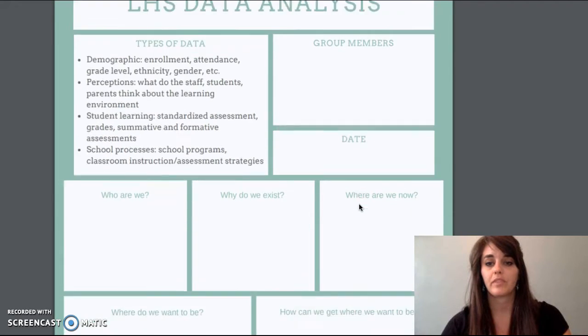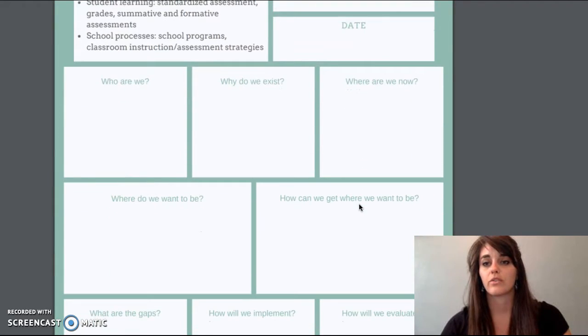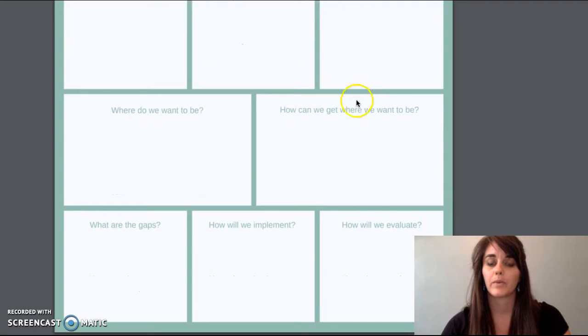previously. The rest of these sections go through the questions that were mentioned in the book, and I thought they were really good and kind of a general overview, so that as you answer the questions you can get more in depth. So who are we? Why do we exist? Where are we now? Where do we want to be? How can we get to where we want to be? What are the gaps? How will we implement, and how will we evaluate?